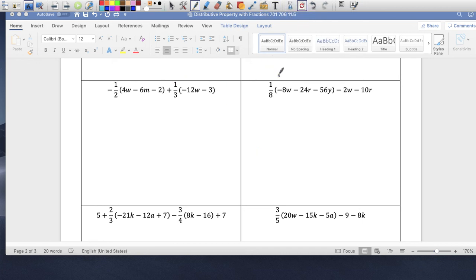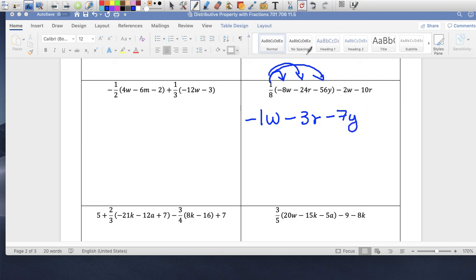Okay, so let's do this. Positive times a negative is a negative. 1/8 of w is 1w. Positive and a negative is a negative again. 1/8 of 24r is 3r. And 1/8 times 56 is going to be positive times a negative, which is a negative, and 1/8 times 56 is, that's going to be 7y.